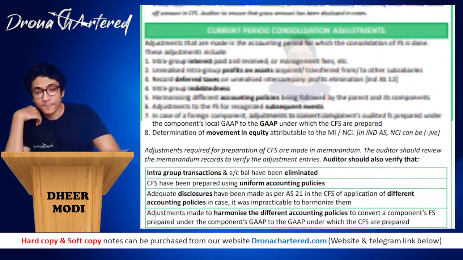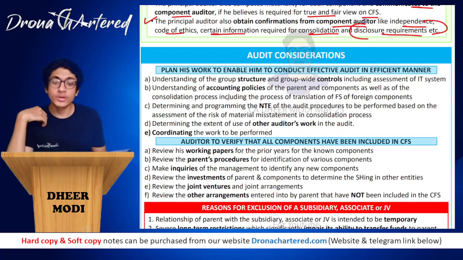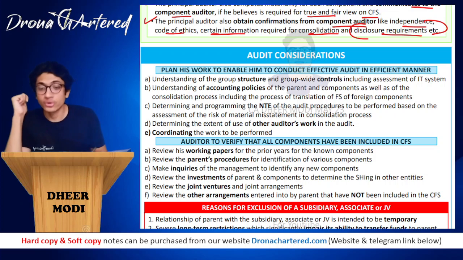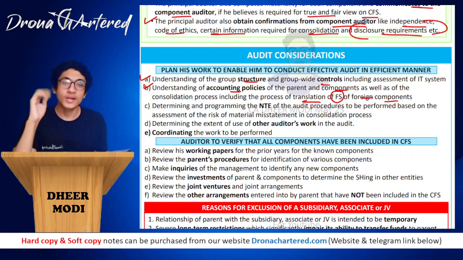Coming to your next part, your audit considerations. These are certain audit considerations to plan his work to enable him to conduct an effective audit in an efficient manner. That is, how should he plan his work? First is understanding of the group structure and group-wide controls, including assessment of your IT system. So first he has to understand the structure and what controls are there. Second, understanding of accounting policies of the parent and component as well as of the consolidation process, including the process of translation of financial statements of foreign components, because you will have to translate those, of course.